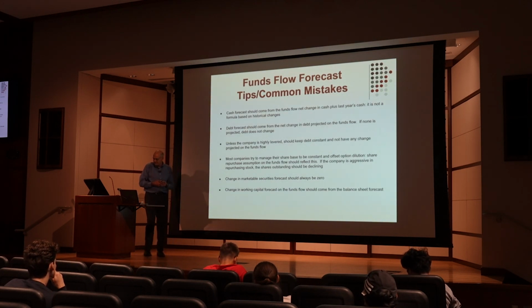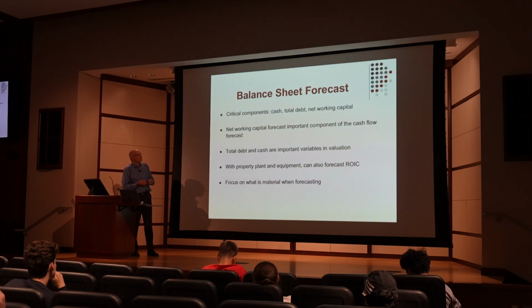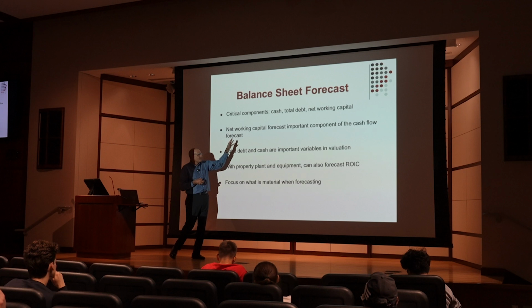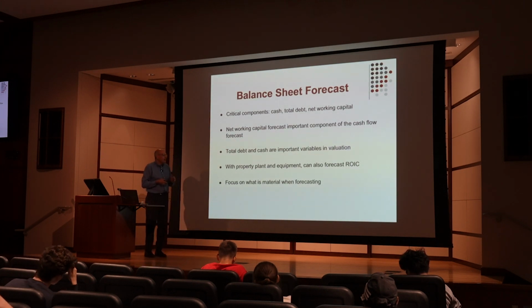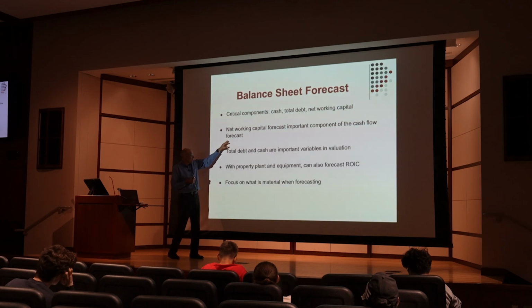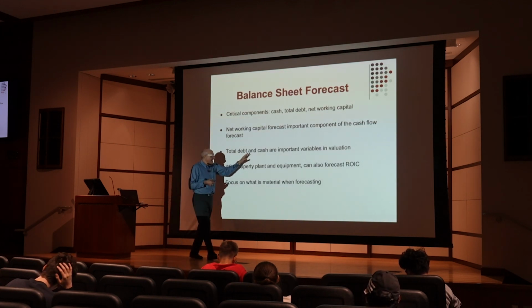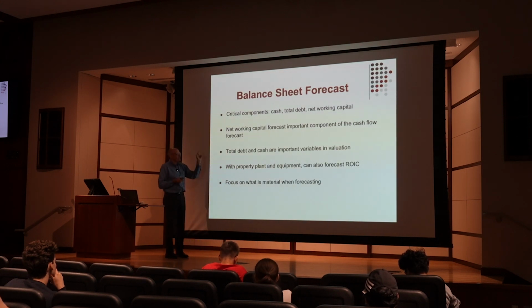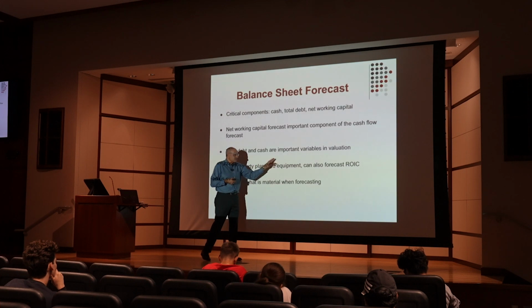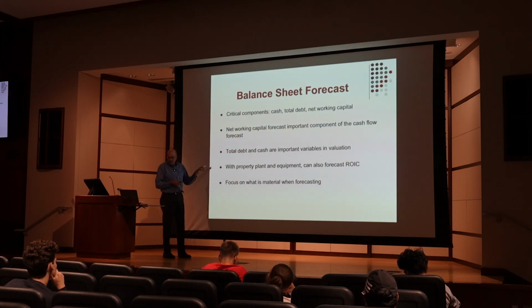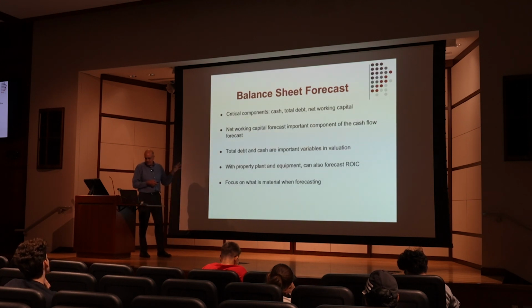Balance sheet forecast: critical components are cash, total debt, and net working capital. Again, the net working capital forecast is an important component of the cash flow forecast. Total debt and cash are important variables in valuation. We net the two together to arrive at net debt. With property, plant, and equipment, which I think is our next topic, is return on invested capital. And we focus on what is material when we are forecasting. So these things I've talked about here are all critical.